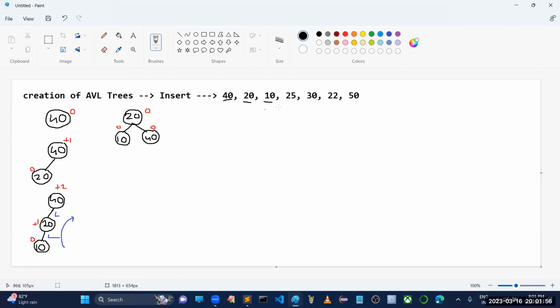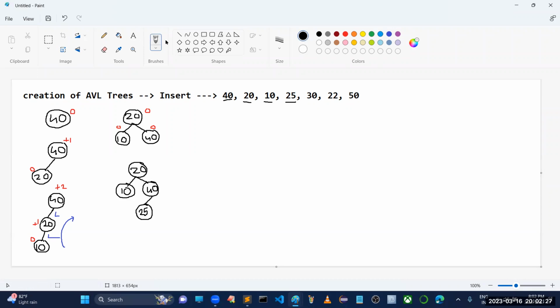Now what I'm going to do is insert 25. It is greater than 20 and less than 40, so 25 will be inserted here. Let us rewrite this again. 20 is here, 10 is the left subtree, and 40 is the right subtree. Up to this, balance is there, and we have to add 25, which will become the left subtree like this.